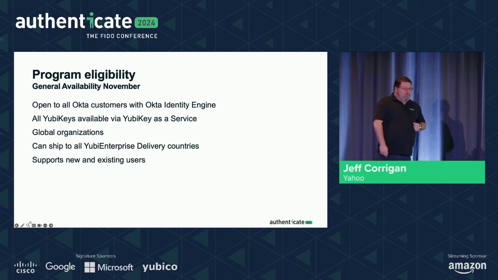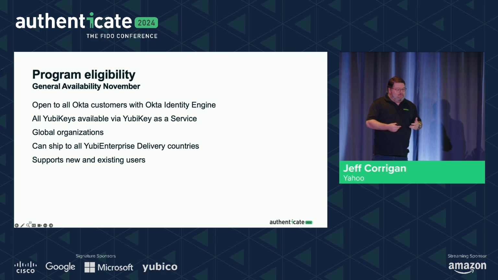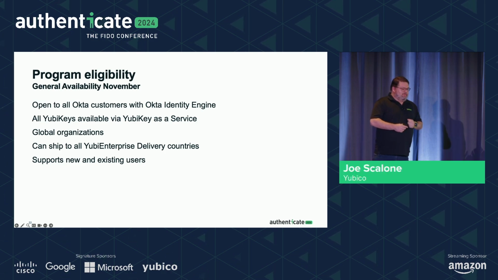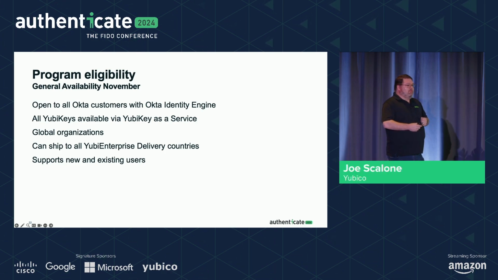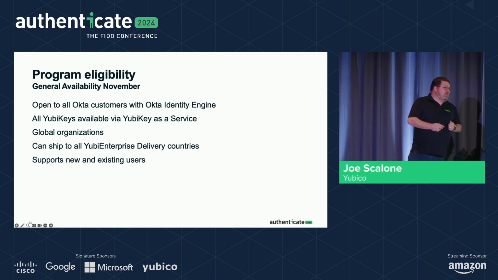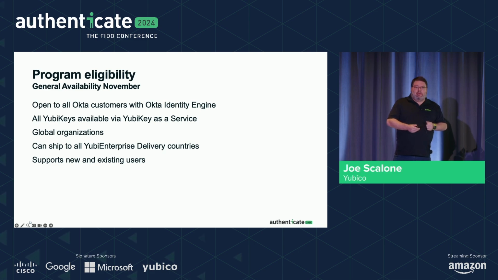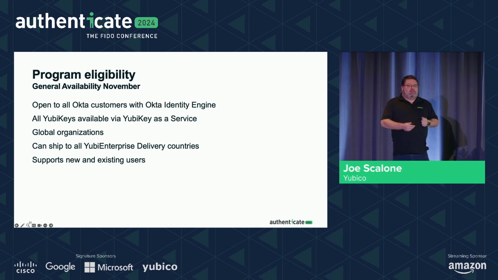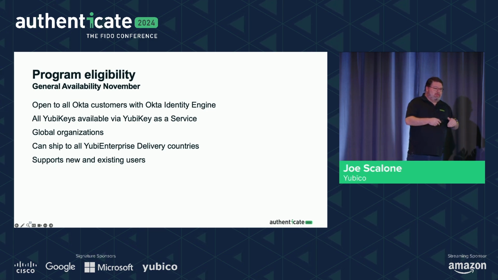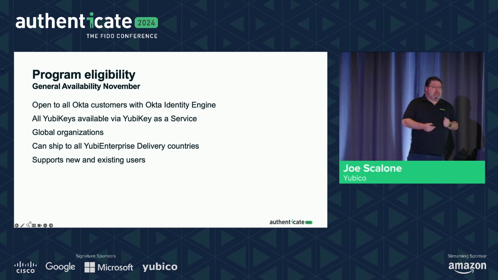So who can do this now? Any Okta customer with Okta's OIE. All YubiKey form factors are available via YubiKey as a Service. Your organization does not have to just be based in the United States. We're at 42 countries and growing pretty much weekly in what countries we can ship directly into. We can also work with your own logistics that you have built up internally to get keys to locations that we may not directly be able to reach.